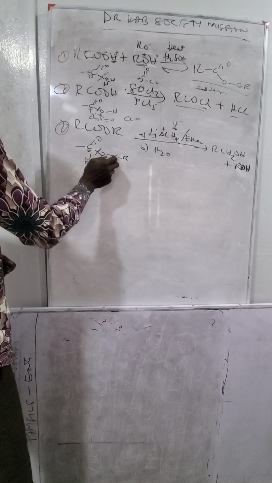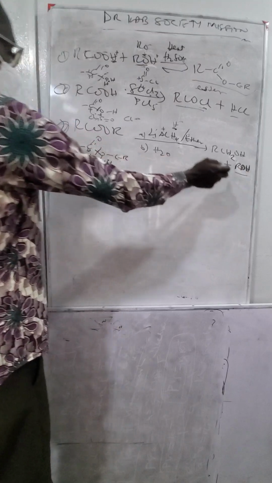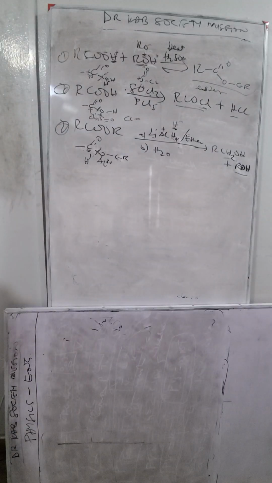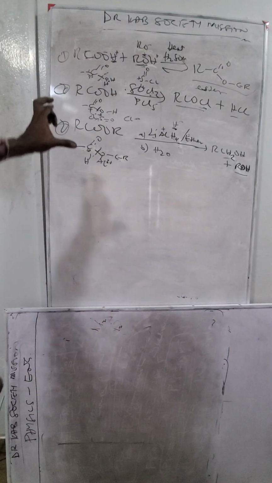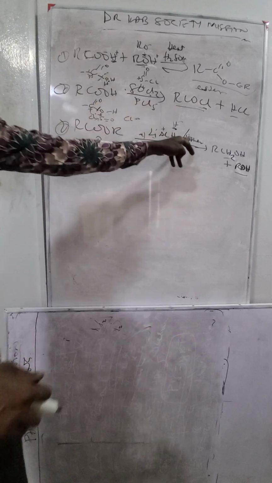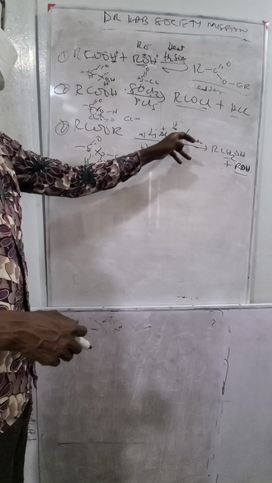And then this has more H plus, so that H plus can add on to it, and then you can have alcohol being formed, and then you have another alcohol being formed. Right. So that is for this kind of reaction. So lithium aluminum hydride in ether. Ether is a good medium, a solvent for the reaction.